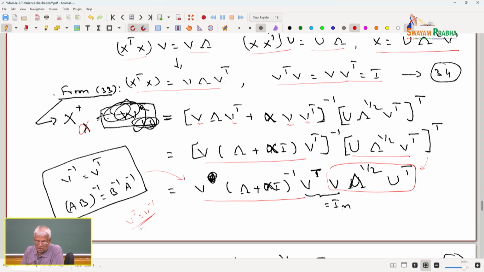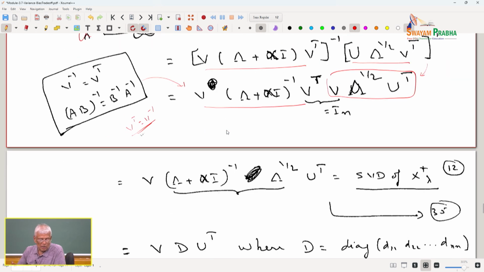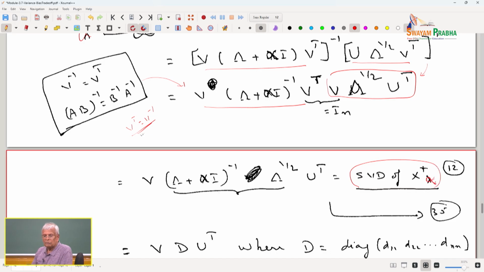V transpose V is identity. So, that expression now reduces to V (lambda plus alpha I) inverse lambda to the power half U transpose. Now, look at that, this is the SVD of S plus alpha. S plus alpha could be thought of as a generalized inverse like thing.